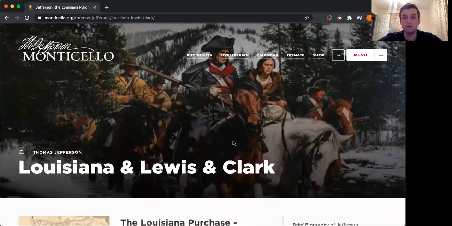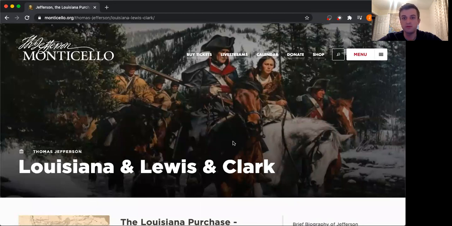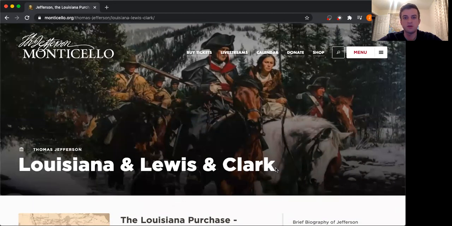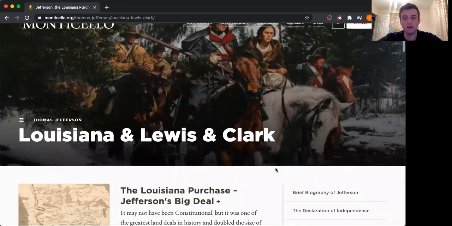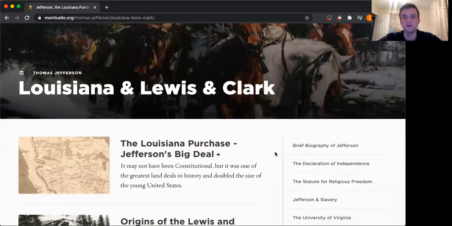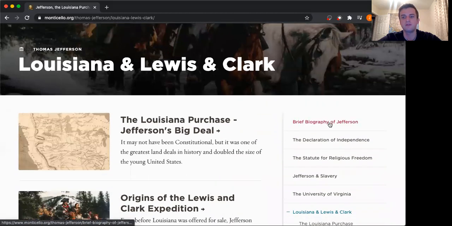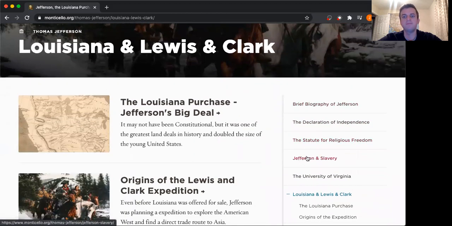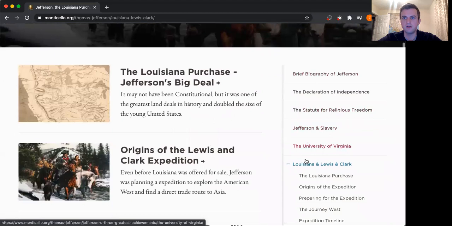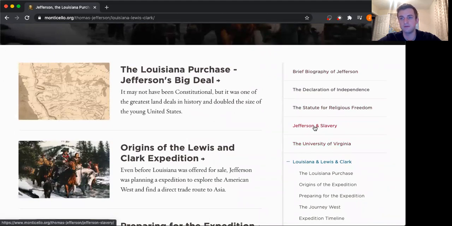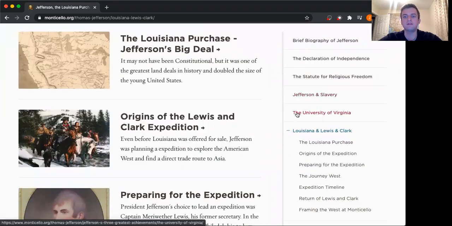This is a website about Thomas Jefferson and his whole life, pretty much. You can find a brief biography of Thomas Jefferson, his impact on the Declaration of Independence, religious freedom, the kind of controversial topic of Thomas Jefferson, a man of liberty, and slavery, definitely not liberty. His impact and creation of the University of Virginia.